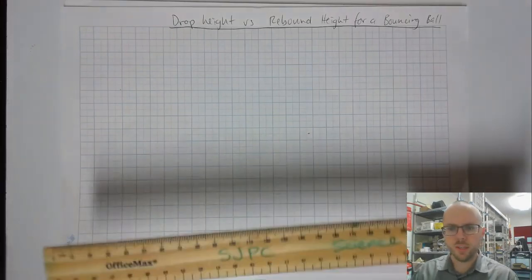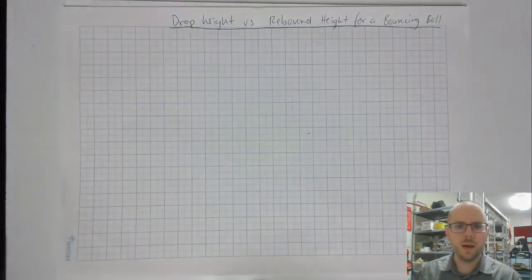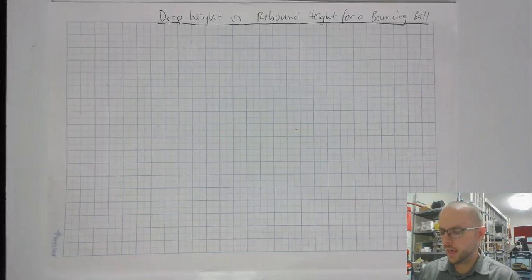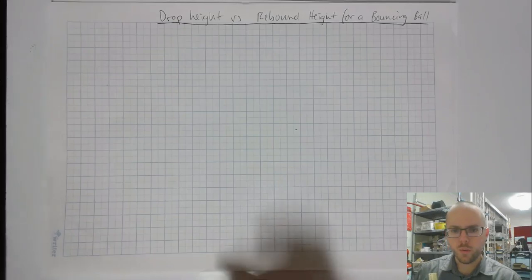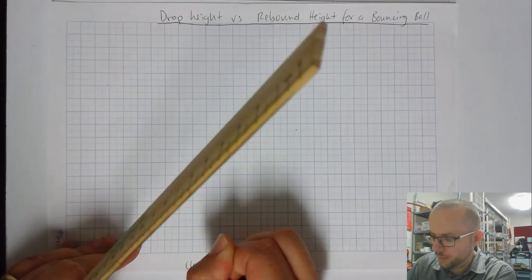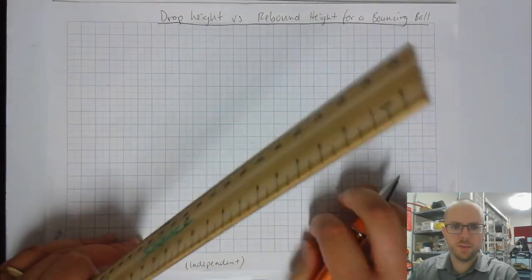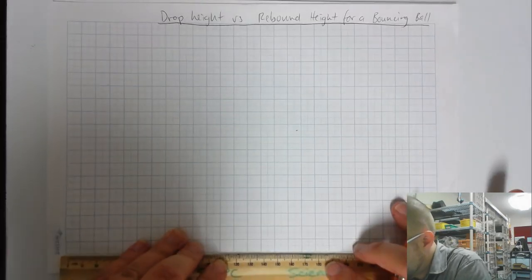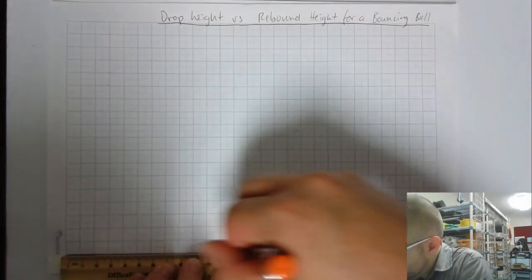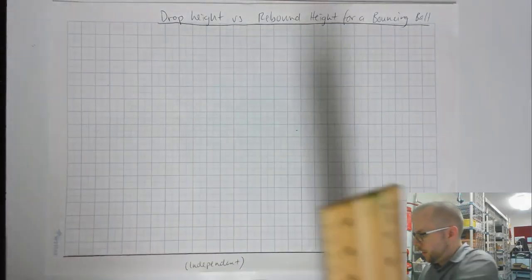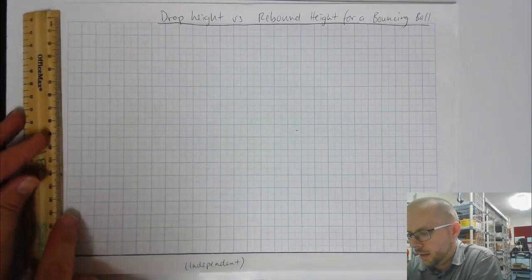I have a ruler here, so I'm going to use that in constructing my axes so that it's nice and neat with some nice straight lines. The thing that you need to remember with a graph is that we always put our independent variable on the bottom, and our dependent variable up the side. I'm going to rule a nice neat line across the bottom, so make sure you do this as well when you are doing this exercise. And I'm going to do the same thing up the side.